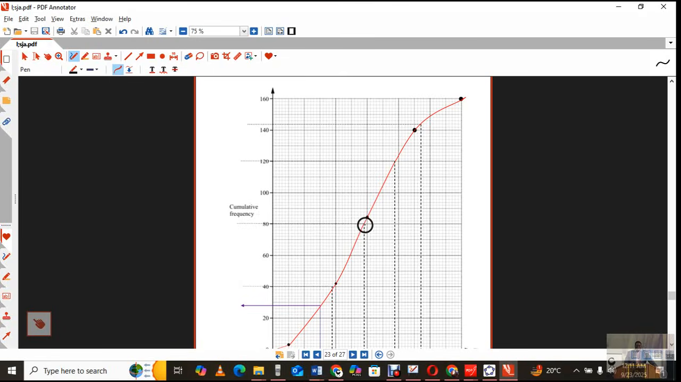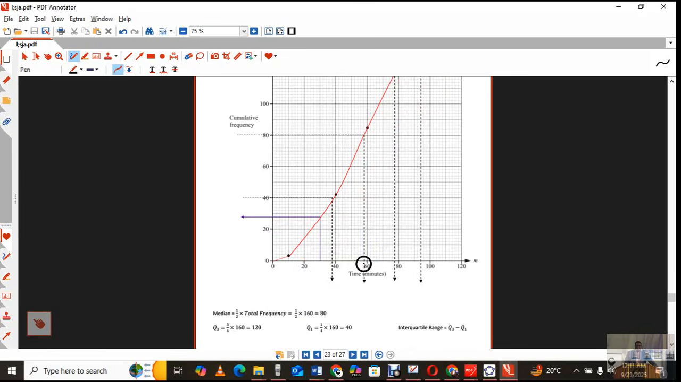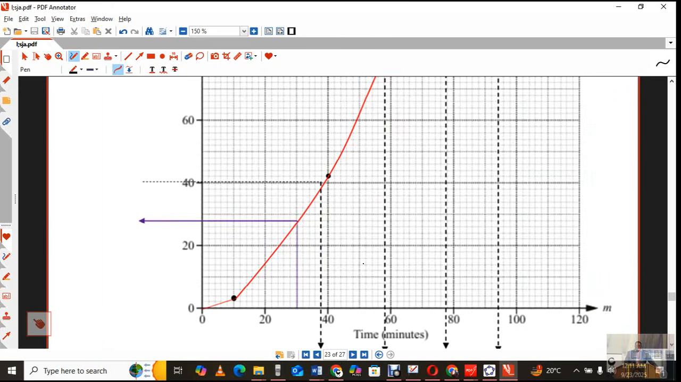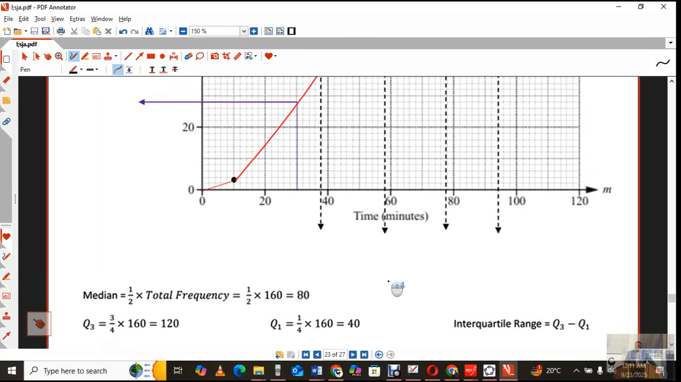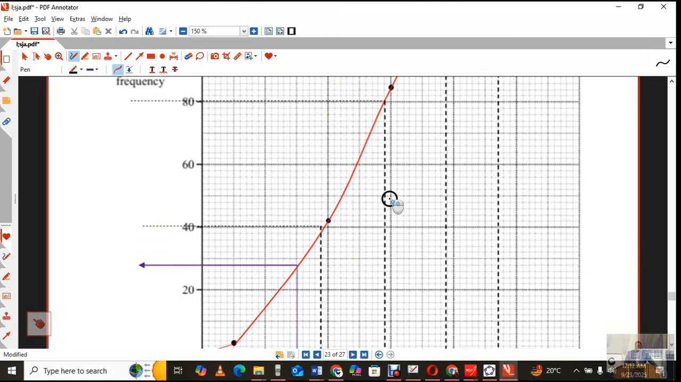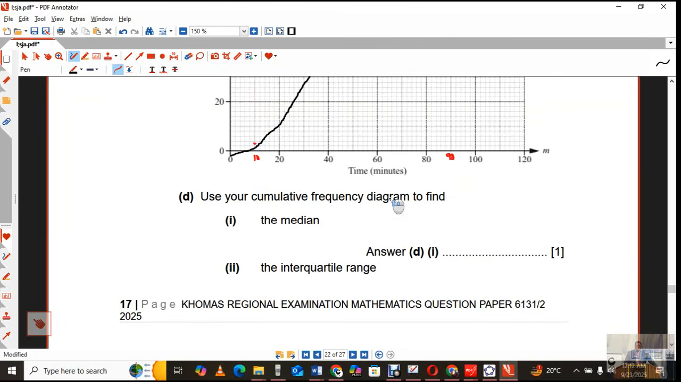Then I read down, and this is this one here. So what this one represents is about 58 minutes. Okay, so my median here represents about 58 minutes because each block represents 2. So my median is half of the total frequency. I had 58 minutes. Does that make sense? All right. Median is half of the total frequency, which is 80, and then you read down from 80.